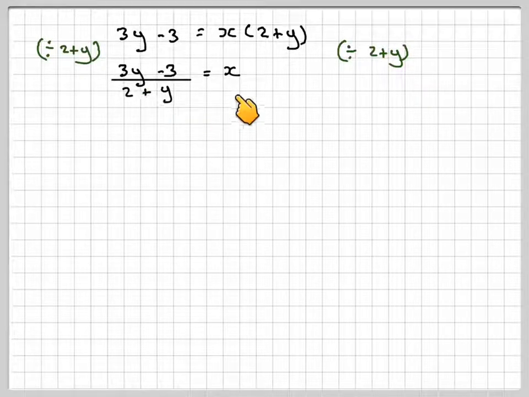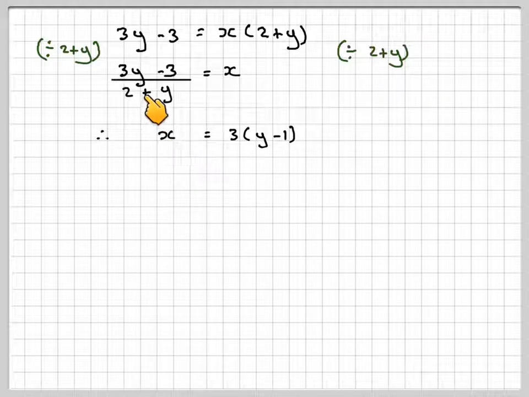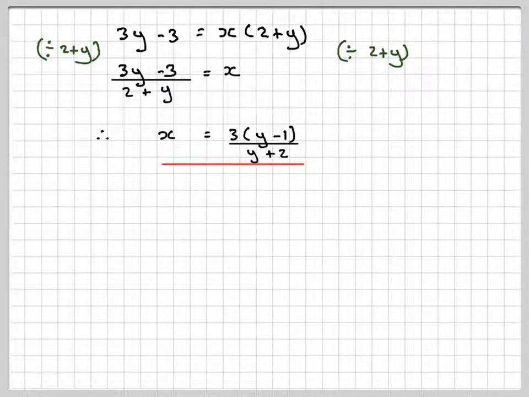So I've actually done it then. I've made x the subject. Just tidying up a little bit, I'm just going to tidy up the top, take out a common factor of 3, brackets y minus 1, and then just write the bottom as y plus 2 instead of 2 plus y. However, this would be considered to be correct.